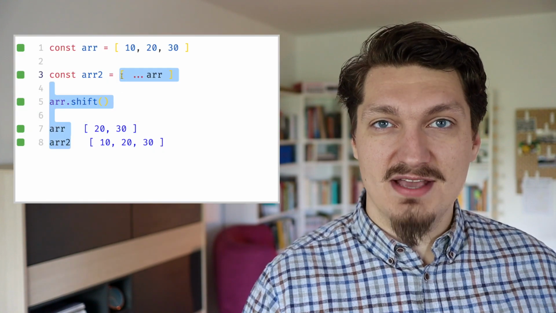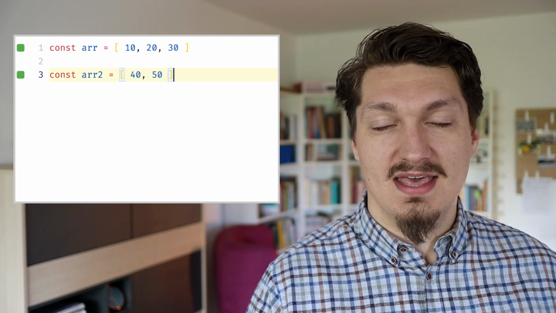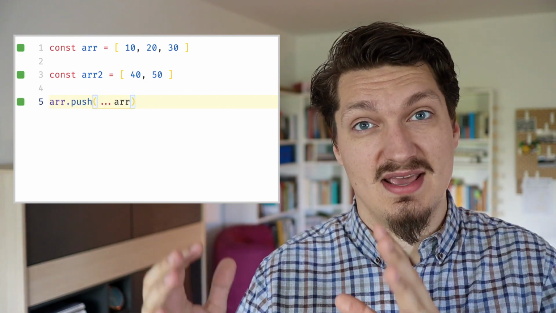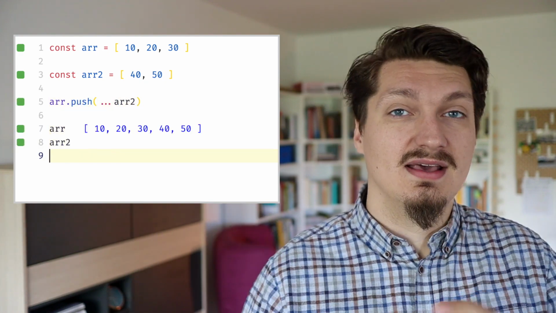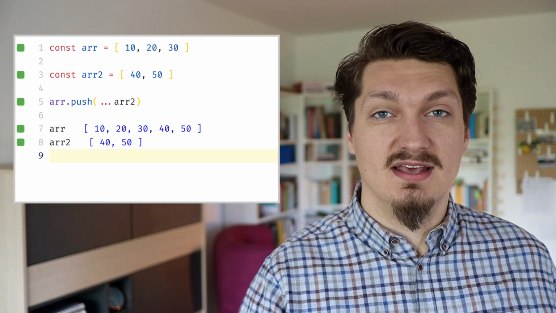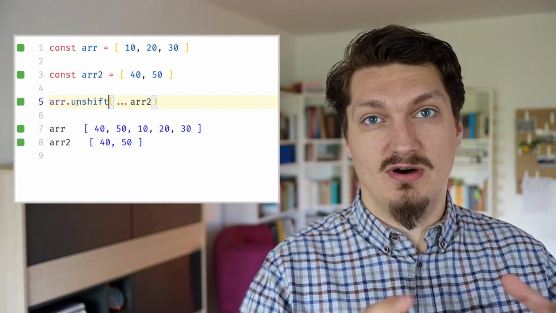Surprisingly, array spread is also useful for mutating arrays. Imagine that you have 2 arrays and now using first array .push spreading the second array, you append the second array to the first one. That means the first one gets mutated. This is something that would have been difficult in the past. Also, obviously, you can put it in front of that.